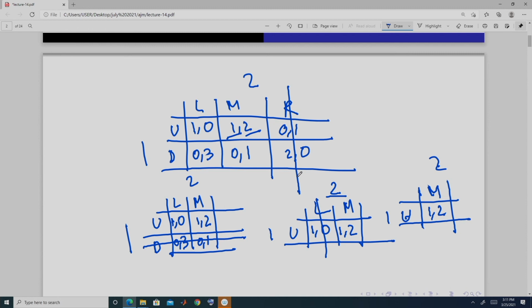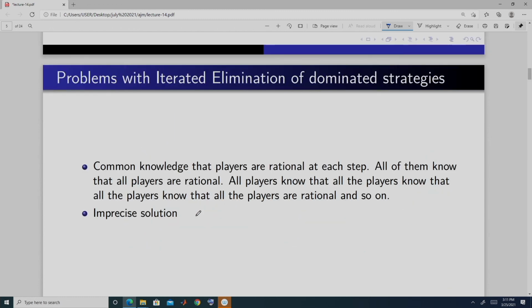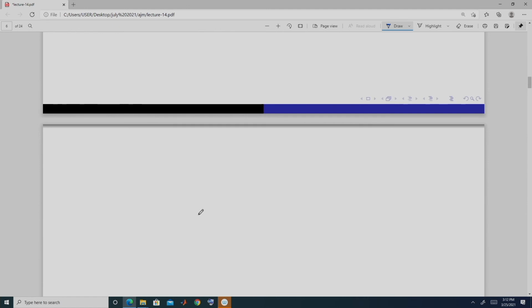So, player 2 is going to remove this. In this way we have to assume rationality in a sequence of rationality. Okay? This is a very strong assumption, and we also call it common knowledge, that common knowledge is that all players behave in a rational way, and in each step they are behaving in a rational way. This is a very strong assumption which we have implicitly made. Another problem is that we may get an imprecise result, that we may not be able to eliminate any strategies.